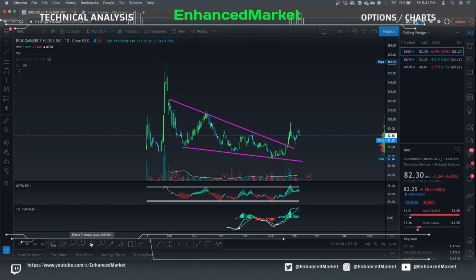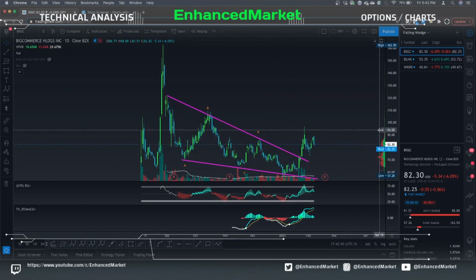So what I look for is a wave A, B, C, D, and E. And that is usually the time frame that it takes. That's usually what I look for. And then after wave E, it generally will break to the upside.